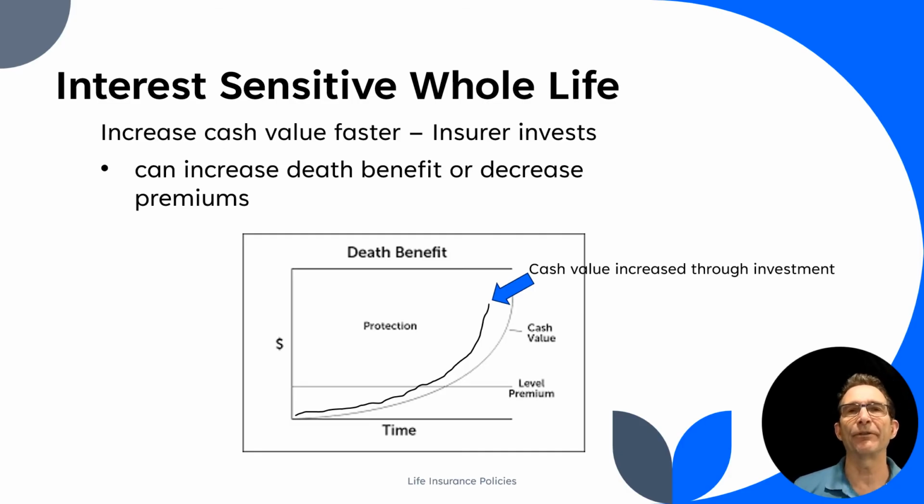Well, the insurer invests a little bit more aggressively with the funds that are coming in terms of premium. So that more aggressive investment can in turn increase the death benefit, or it could be used to decrease premiums. So remember, those variables can all be used to support or adjust or enhance each other, right? So the insurance company can give you that benefit of having more cash value, or they could say, over time, we're actually going to maybe make your premium lower.